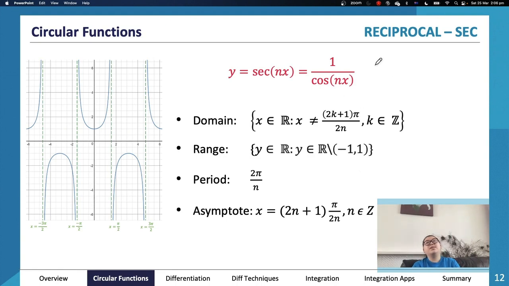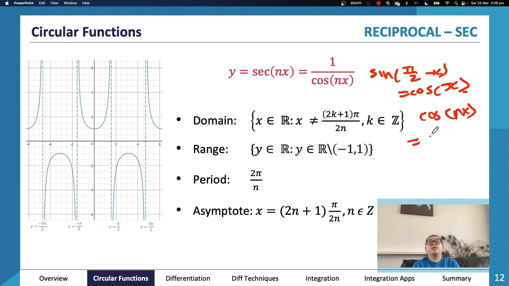And remember, that's just basically because of the relationship that sin(pi/2 - x) will just equal cos x, right? So that's why it's just literally a shift in terms of where it's really going. So what we're going to do here is we can kind of see that now the asymptotes, now we're looking for when cos nx is going to be equivalent to 0, right?